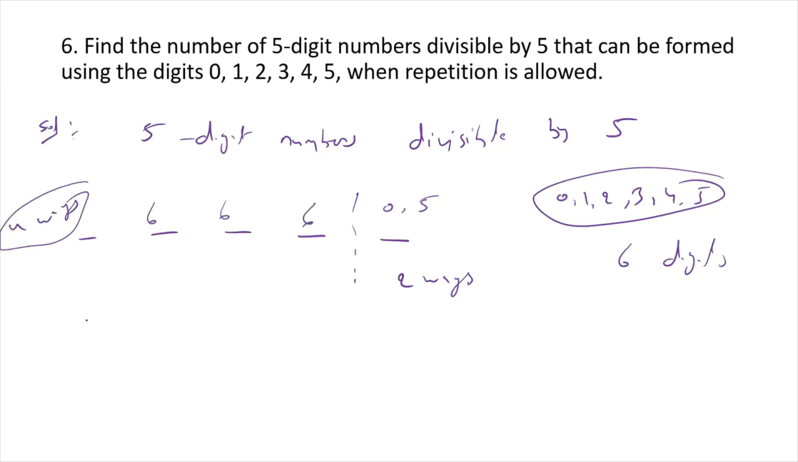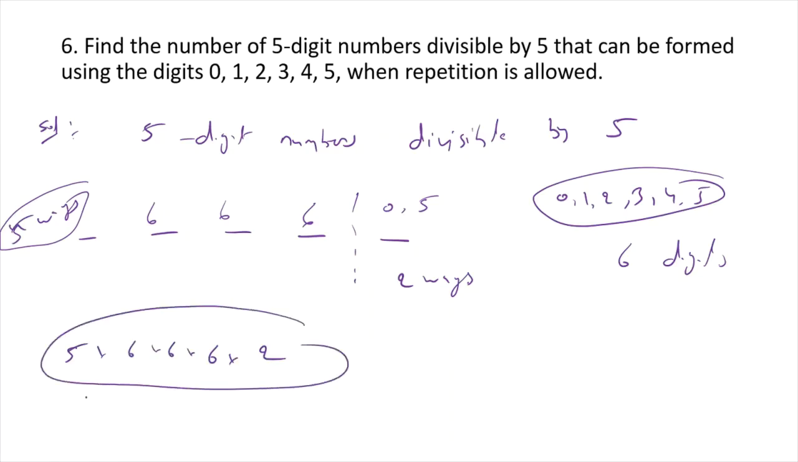Therefore the total number of 5-digit numbers which are divisible by 5 is equal to, here I can fill it in 5 ways. So 5 times 6 times 6 times 6 times 2. So this is your answer. The number of 5-digit numbers that are formed using the digits 0, 1, 2, 3, 4, 5 which are divisible by 5 is equal to 5 times 6 times 6 times 6 times 2.